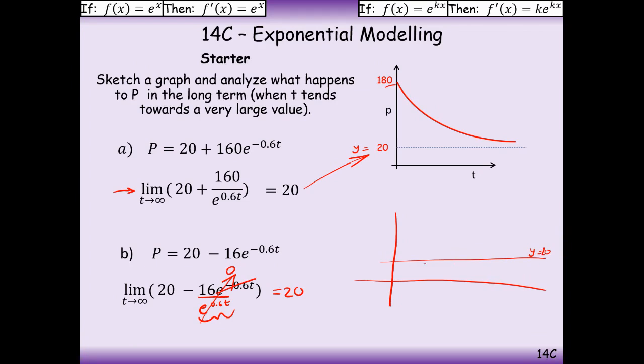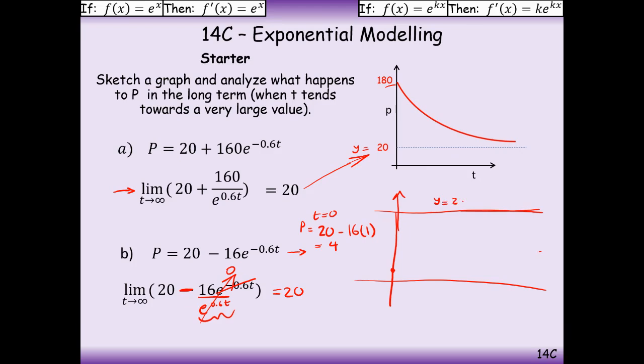But the shape of this graph is different because of this minus sign. Actually, I'm going to have to draw my asymptote further up there so that I can show you. Let me rub this off. Why do I put y equals 20 up there rather than down here? Because if we evaluate this function at t equals 0, p will be 20 minus 16 times 1, and 20 minus 16 is 4. So it has a y-intercept of 4 here.